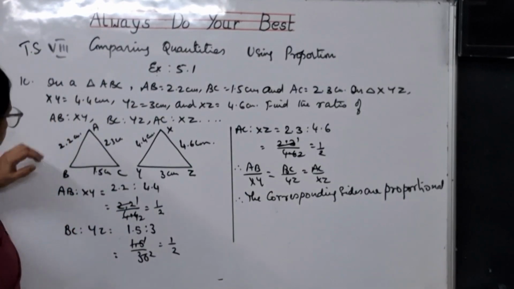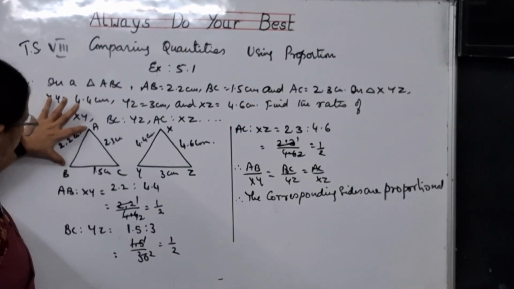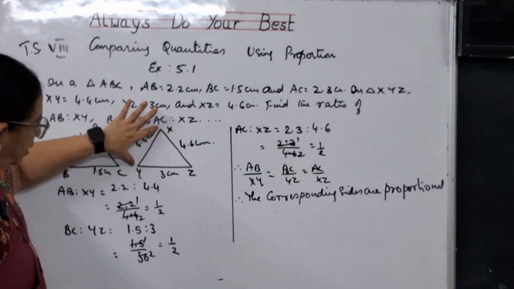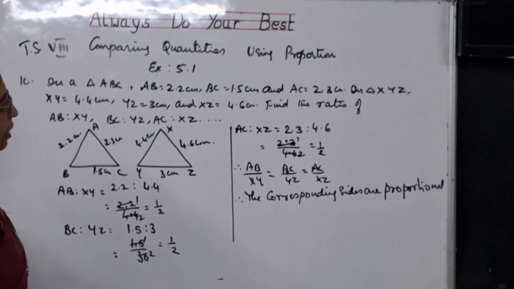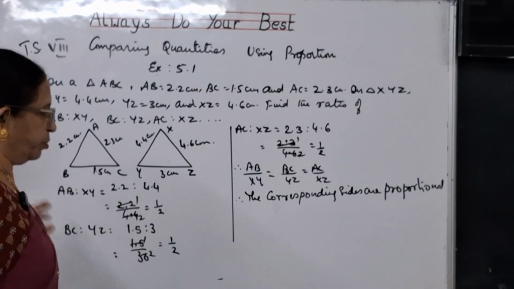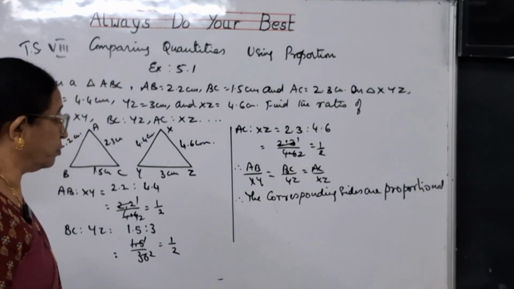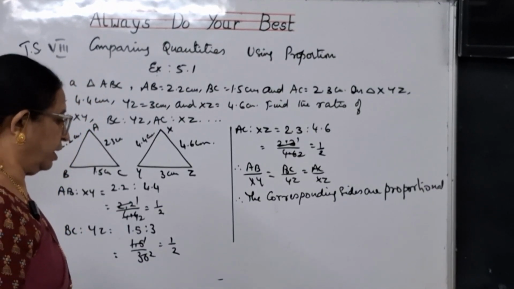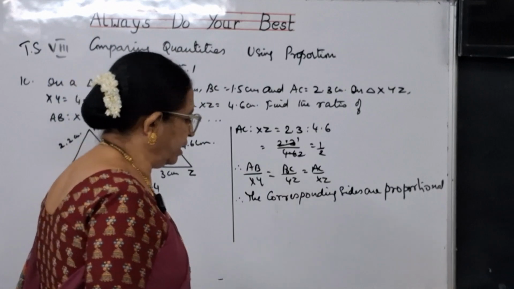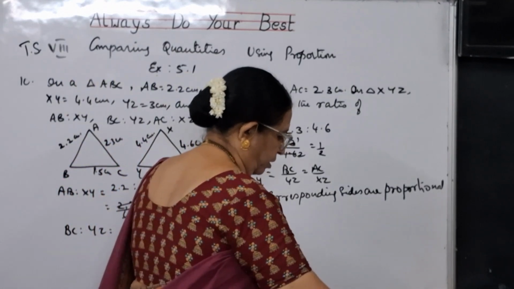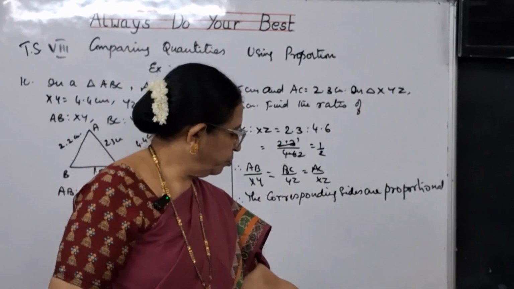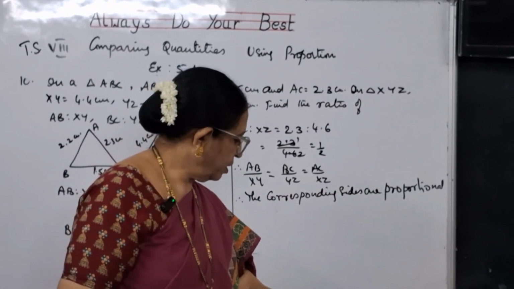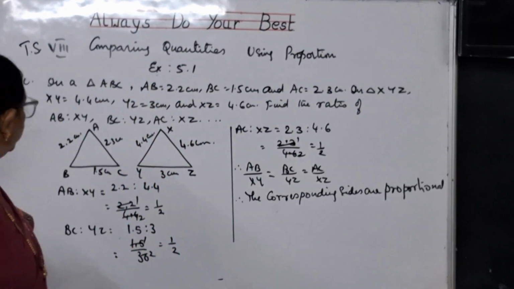Corresponding sides means what, children? If you are taking this side of a triangle, you have to take the same side of the other triangle. This side means this side, base means base. They are called corresponding sides. So corresponding sides of the triangles are proportional. Usually when corresponding sides are proportional, the triangles will be considered as similar triangles, but that you will be learning in the next class, children. So please note down this. This is the 10th problem. Please note down.